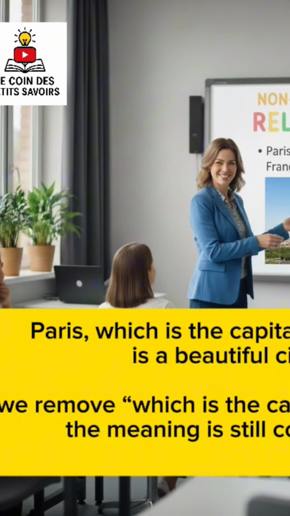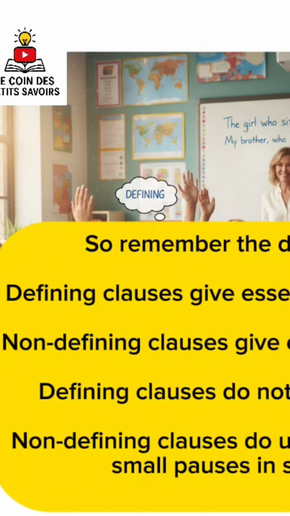So remember the difference. Defining clauses give essential information. Non-defining clauses give extra information. Defining clauses do not use commas. Non-defining clauses do use commas and small pauses in speech.